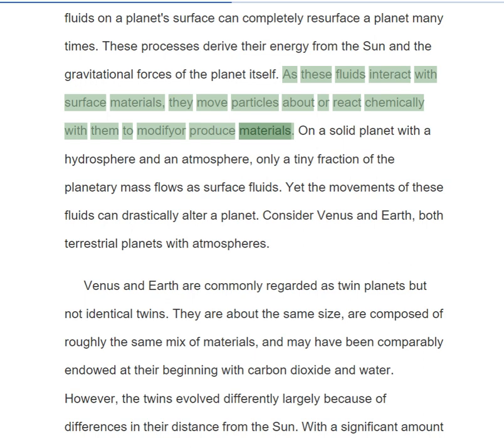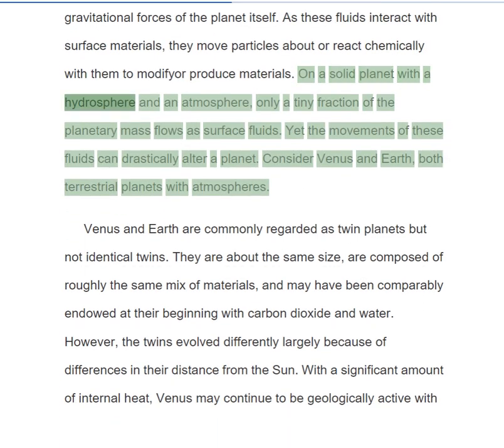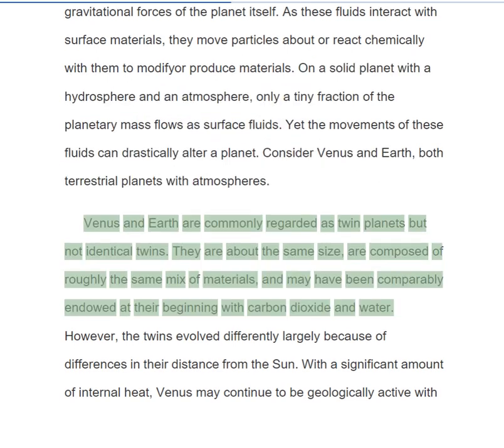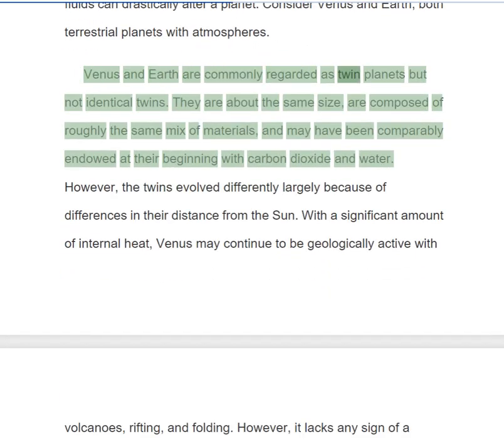materials. On a solid planet with a hygrosphere and an atmosphere, only a tiny fraction of the planetary mass flows as surface fluids. Yet the movements of these fluids can drastically alter a planet. Consider Venus and Earth, both terrestrial planets with atmospheres. Venus and Earth are commonly regarded as twin planets but not identical twins.